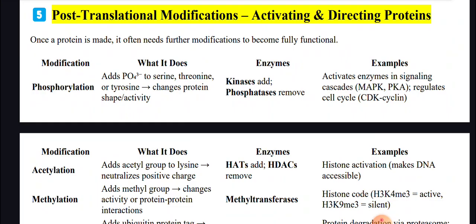Adding that bulky, negatively charged phosphate group drastically changes a protein's shape and therefore its activity. It's the cell's main way of turning proteins on or off rapidly in response to signals. Think of all those signaling cascades, MAPK, PKA, they run on phosphorylation. Okay, phosphorylation is the main on-off switch. What about marking a protein for removal?